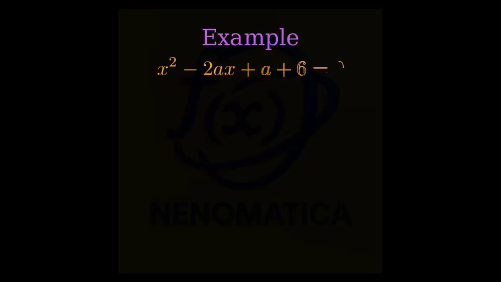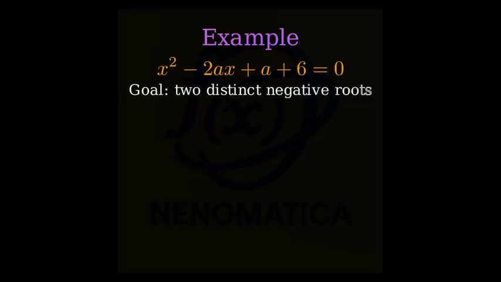Example, we will find all real values of a such that the quadratic x squared minus 2ax plus a plus 6 equals 0 has two negative roots. To guarantee two negative roots, we use Vieta's relations. For a quadratic ax squared plus bx plus c equals 0, the sum of roots is negative b over a, and the product of roots is c over a.